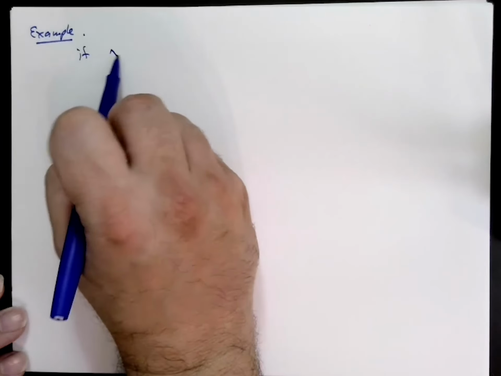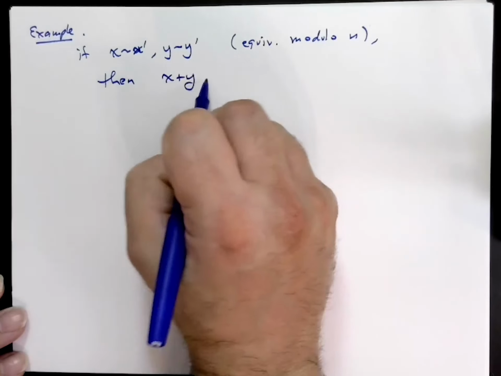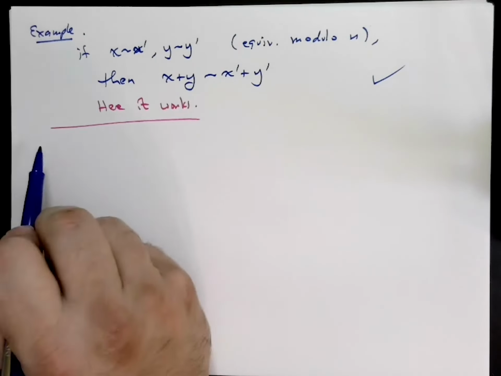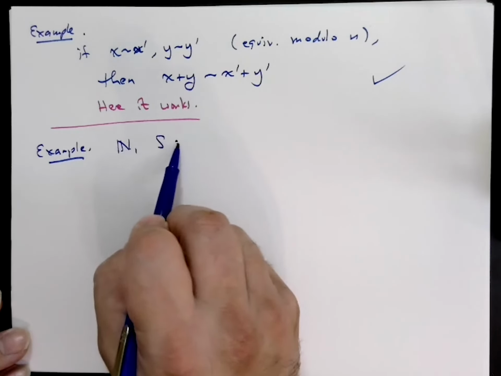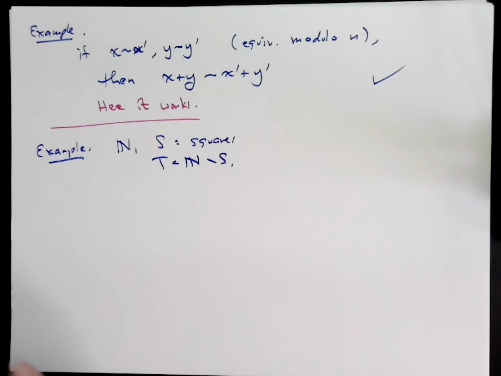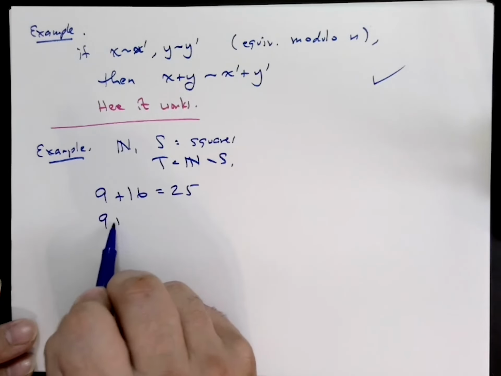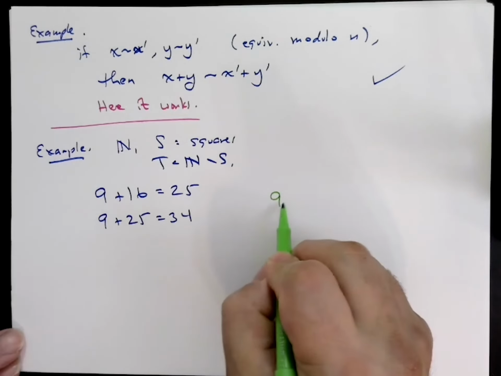So one example that works, remember, is Zn. If we have x equals x prime and y equals y prime modulo n, then x plus y is equivalent to x prime plus y prime modulo n. So addition is well defined there, as we've shown before. But again, let's say we take the set, the natural numbers, where we take the partition S and T, remember the perfect squares and the non-perfect squares. And what we just saw is 9 plus 16 is 25, but 9 plus 25 is 34. Therefore, 9 is equivalent to 9 by reflexivity. 16 is equivalent to 25 by the fact that they're both perfect squares. But 25 is not equivalent to 34 because one is a perfect square and one is not. Therefore, this addition is not well defined.